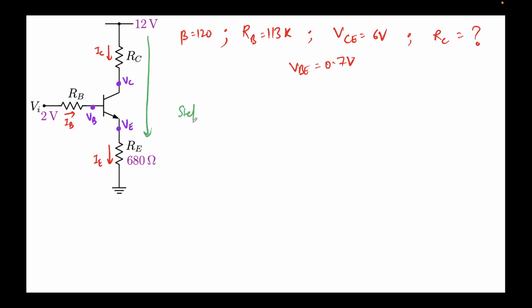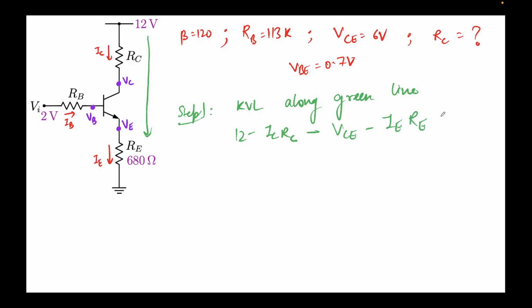So I'll write step 1: KVL along the green line. So let's do that. It will be 12 minus ICRC minus VCE, this is the voltage drop that it will see, minus IERE. This should be equal to 0, right? So I'll put the current terms on one side. It will be ICRC plus IERE, and this will be equal to 12 minus VCE.